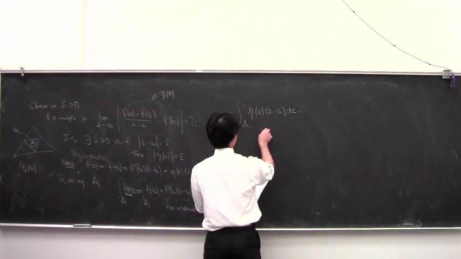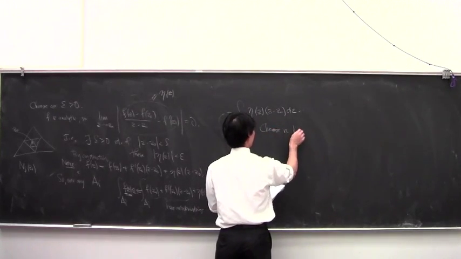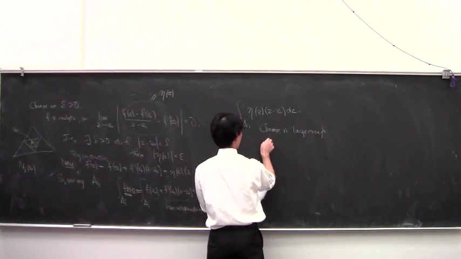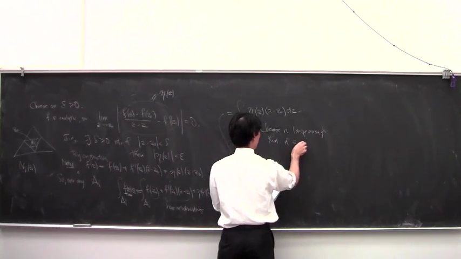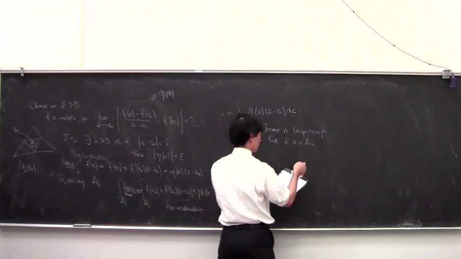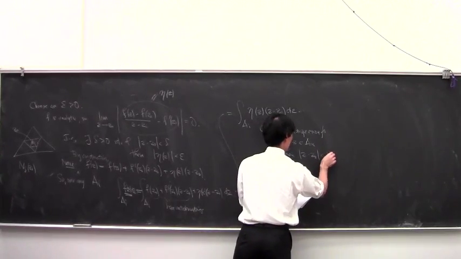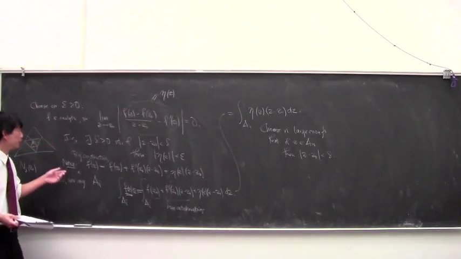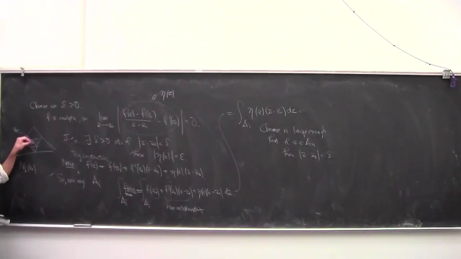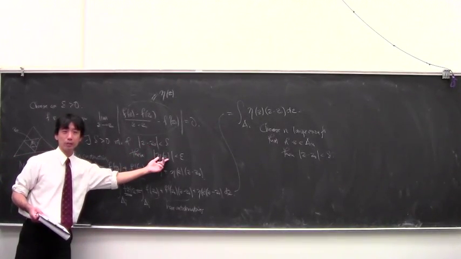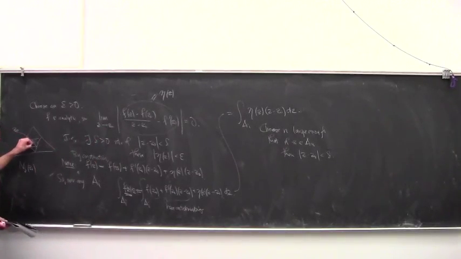So what we're going to do is choose n large enough that if z lies on the nth triangle, then the distance from z to z naught is smaller than delta. Zoom in far enough that your whole triangle lies inside that delta neighborhood. We said there's a delta neighborhood of z naught so that eta of z is going to be small. We're going to zoom in far enough that our whole triangle sits inside that neighborhood.